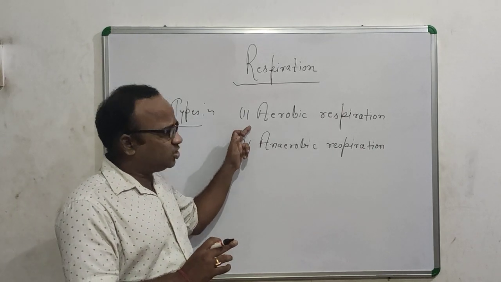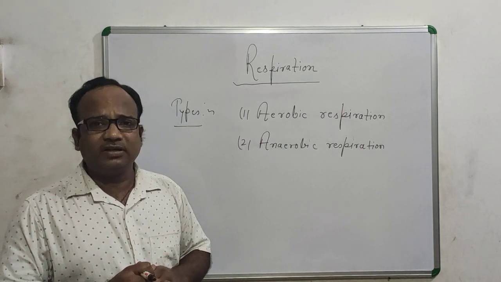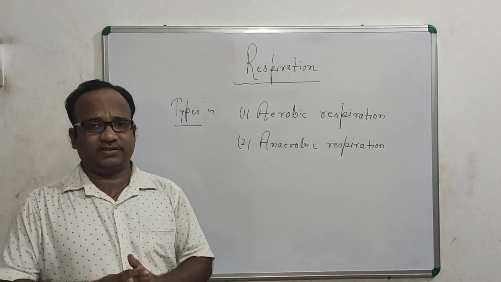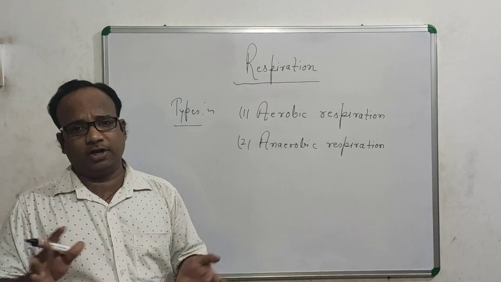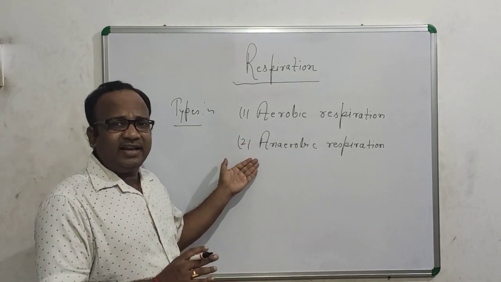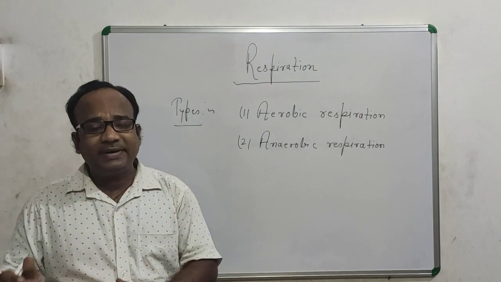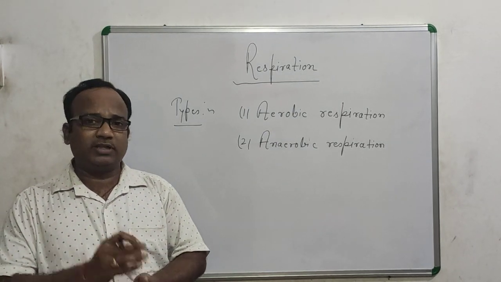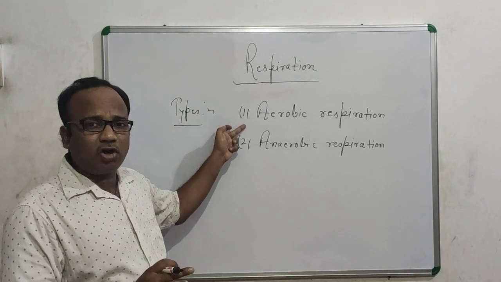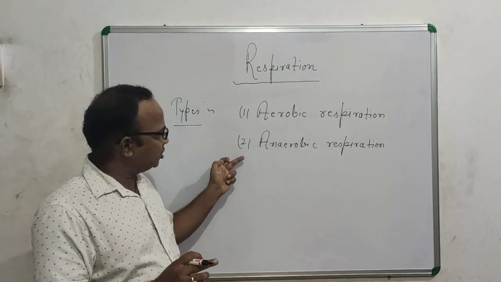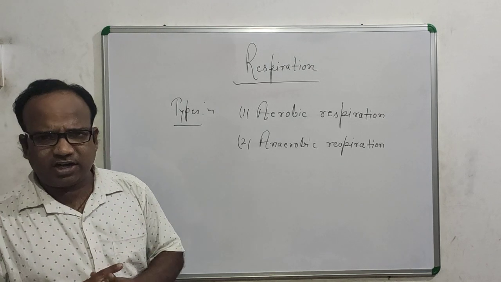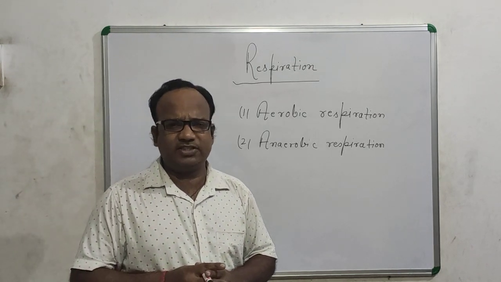In case of aerobic respiration, the food molecules are completely oxidized. That means they are completely broken down. But in anaerobic, there is an incomplete breakdown of food molecules. So this is the second difference: complete breakdown in case of aerobic, and incomplete or partial breakdown of food molecules in case of anaerobic.